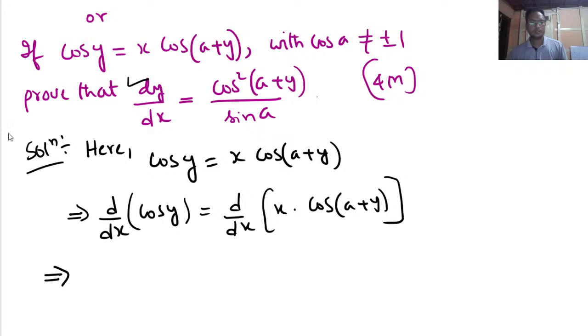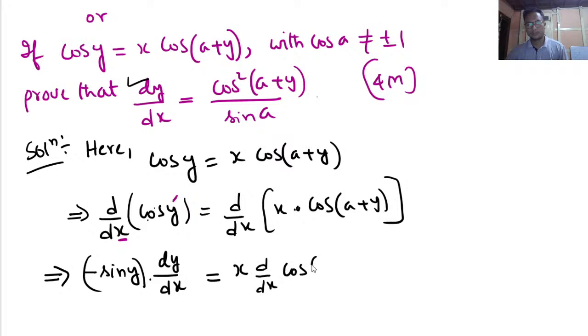Now you can apply the general rule, because this is x and the variable is y. Differentiating cos y gives minus sin y times dy/dx. Then product of two functions, the product rule: first function x times the derivative of the second, dy/dx cos(a + y), plus cos(a + y) times the derivative of the first function x.